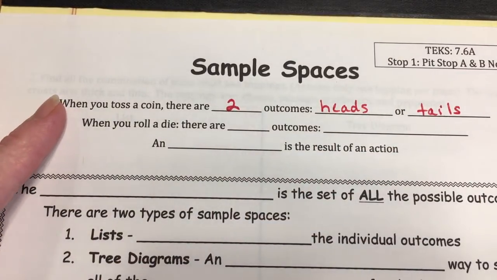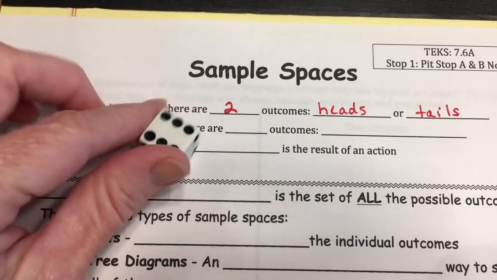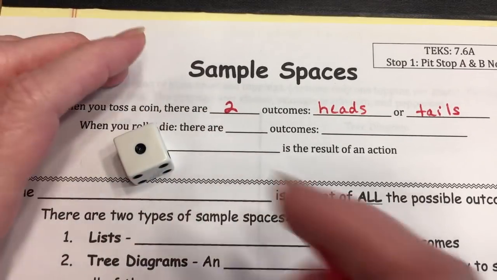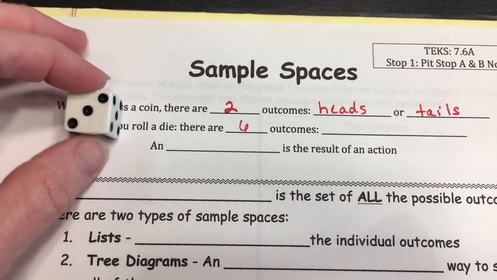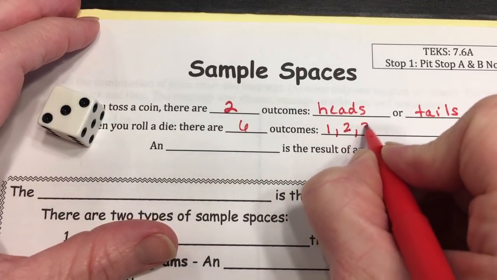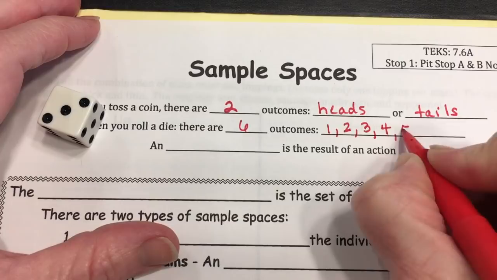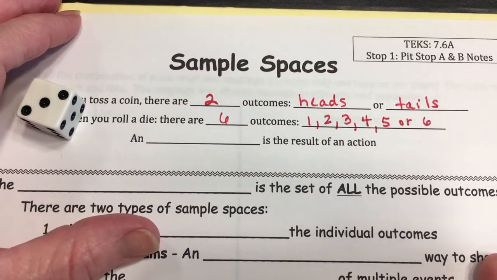All right, when you roll a dice, so here's a dice, and if I roll it, how many different things could possibly happen? There are 6 outcomes because there are 6 sides. It can land on one of these 6 sides. Each side has a different number, so it can land on the 1, the 2, the 3, the 4, the 5, or the 6. It can't land on 2 sides at the same time, so only one of those.